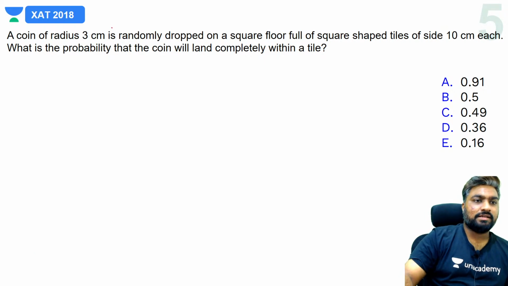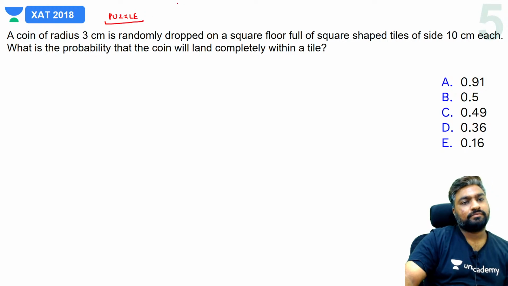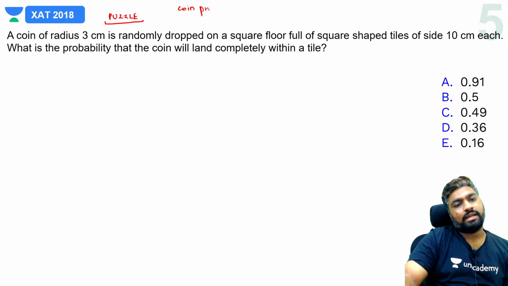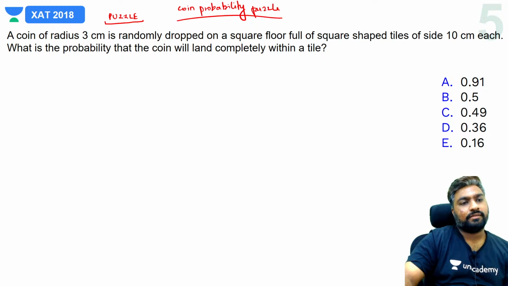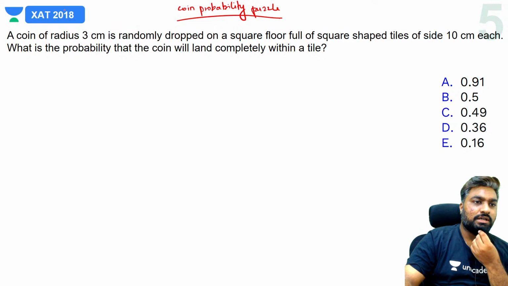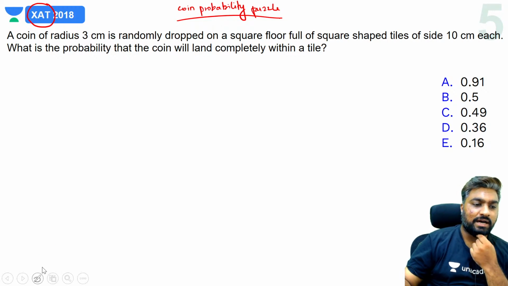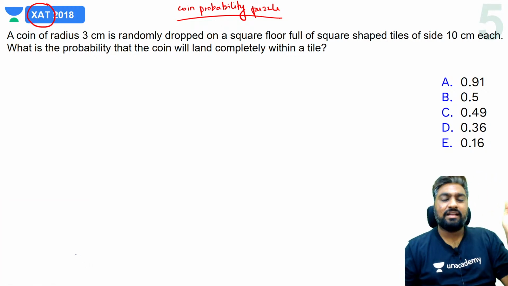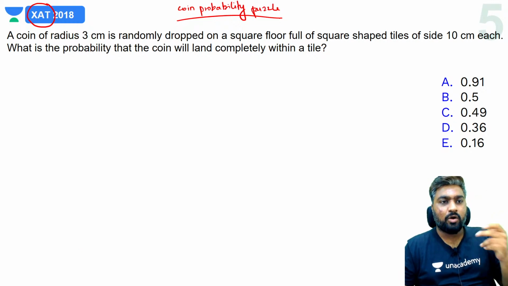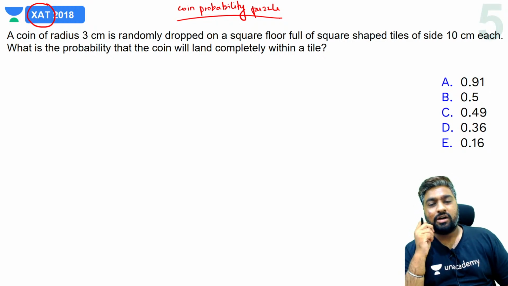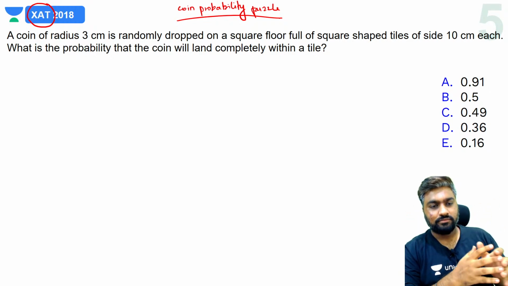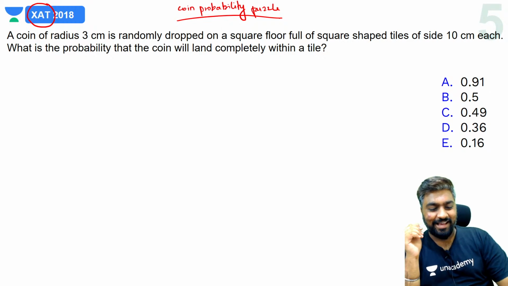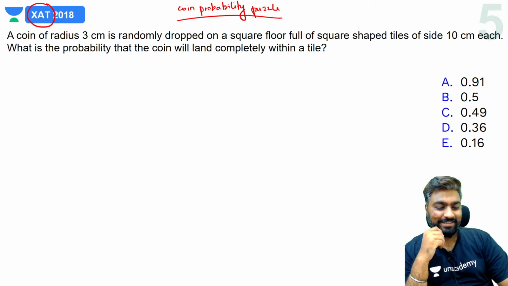This is a puzzle. This is a very famous puzzle. If you type coin probability puzzle, you will get a similar question like this. This is actually a puzzle that was turned into a question for XAT. The people who knew this puzzle beforehand had an advantage. For others, it's not that difficult. मतलब ऐसा नहीं है कि सॉरी तो पजल है, मतलब एकदम आउट ऑफ द बॉक्स सोचना पड़ेगा. Out of the box is a hint for this question.